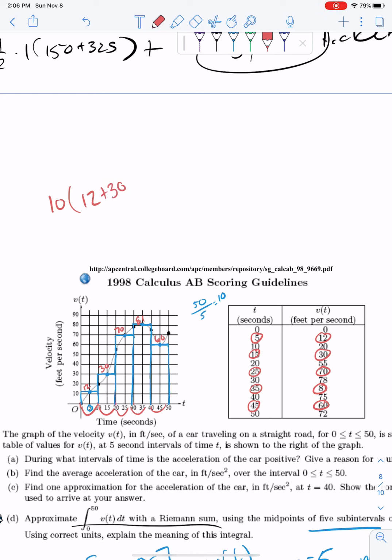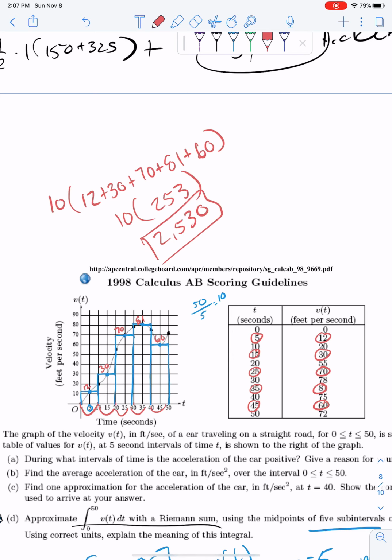My second one is 30 tall. My third one is 70 tall. And then I get up to 81. And then I go down to 60. Okay? So 10 times all of that added together becomes 10 times 42, 112, 193, 253, which means 2,530 is going to be the number of my answer.